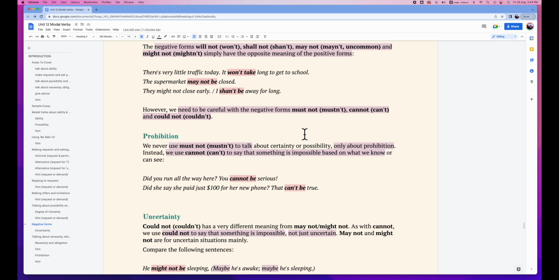However, we have to be careful while using must not and cannot, and also could not, when we are talking about prohibitions.